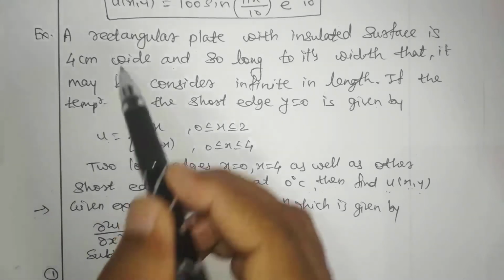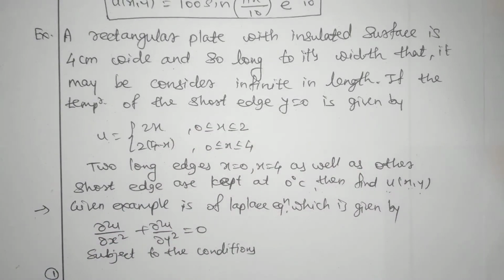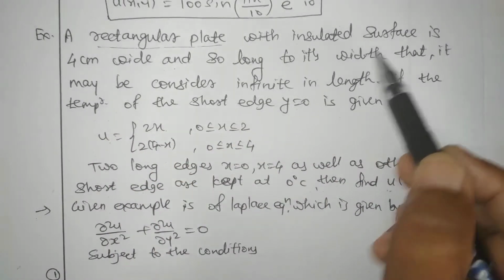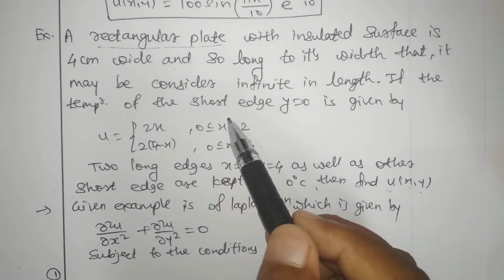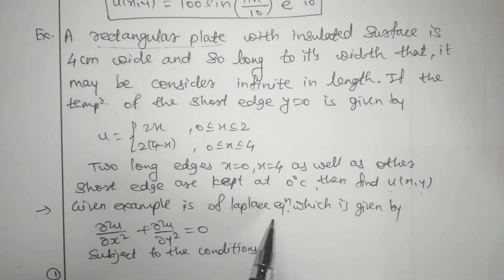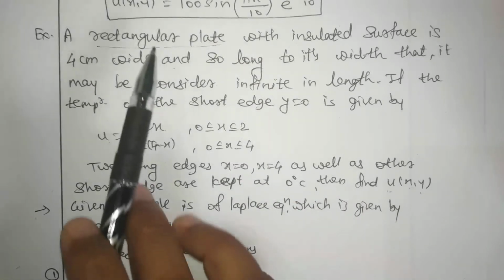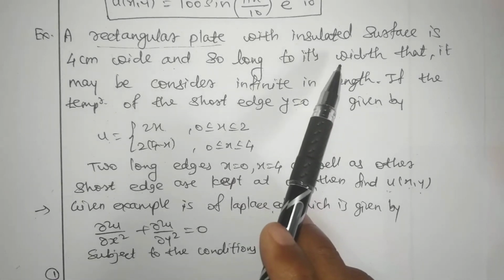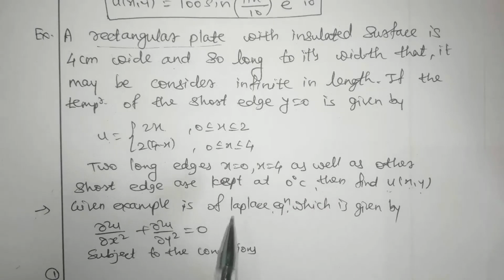So this is a theoretical question, so you have to first find which type of question is given. Whenever you are given a rectangular plate and the discussion is about temperature, this question is of Laplace equation. Because there are two dimensions of heat, the x side and the y side, you have to use the Laplace equation: del squared u by del x squared plus del squared u by del y squared is equal to 0.